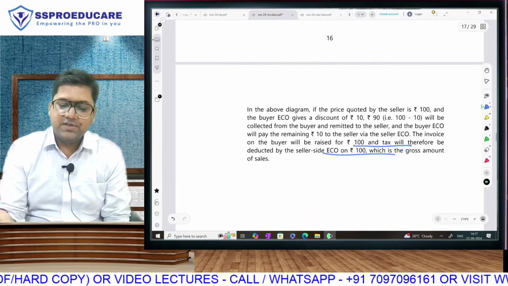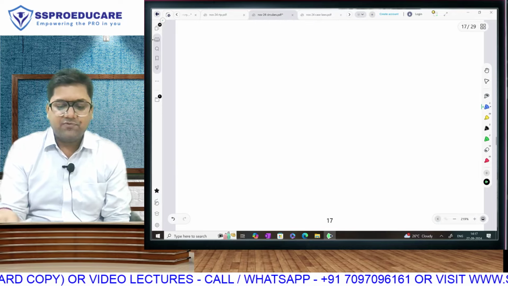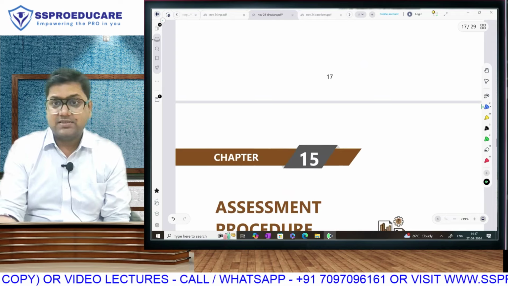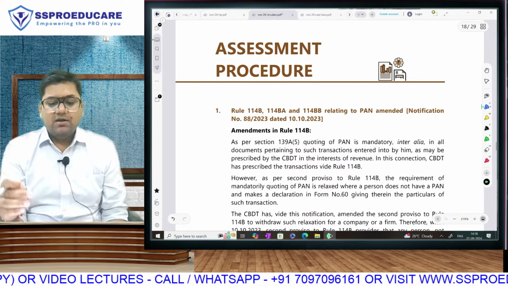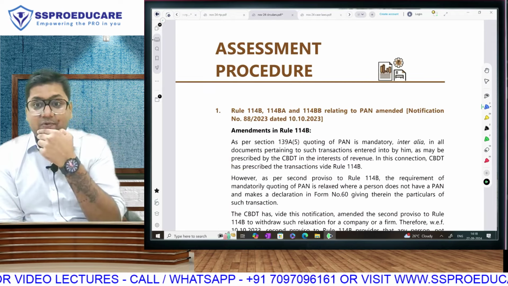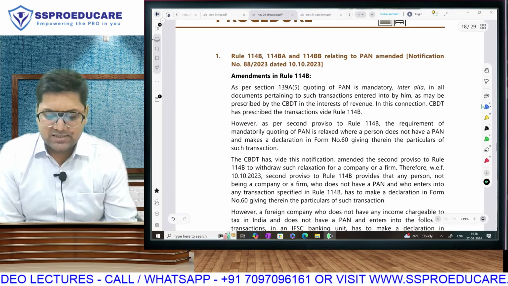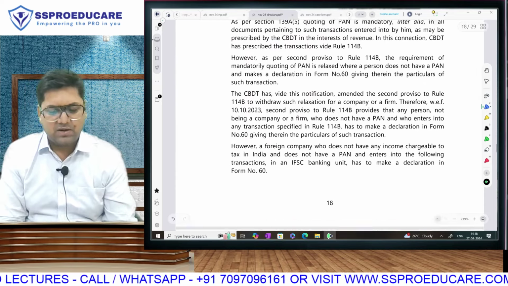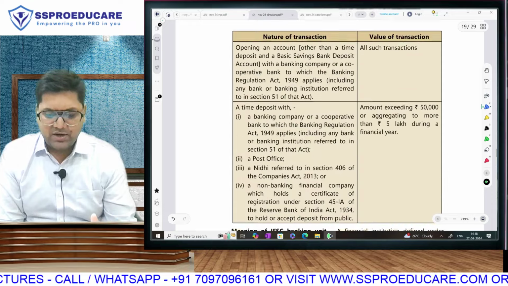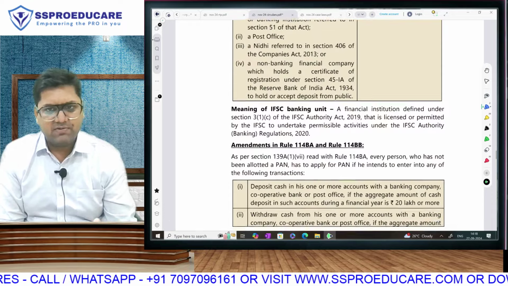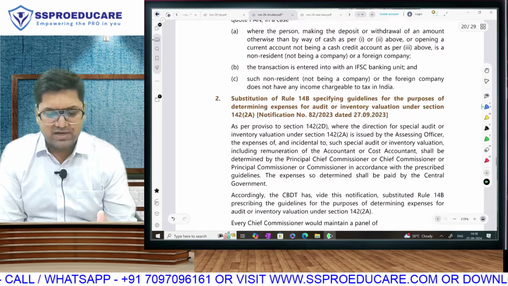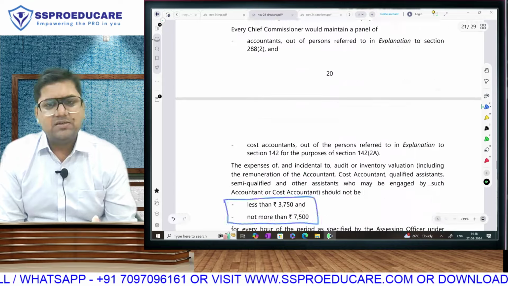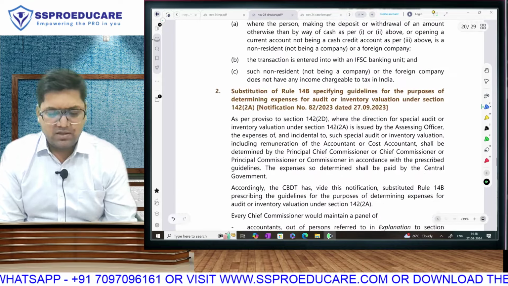Correct? So these are the circulars that you have to be careful about. You should read this circular at least once, especially because there are questions with respect to this. Next is the assessment procedure circular, which is talking about quoting of PAN, that in the following transactions quoting of PAN is going to be required. You may read through them. Not too relevant as far as the exam is concerned, but one-time reading is going to be enough.